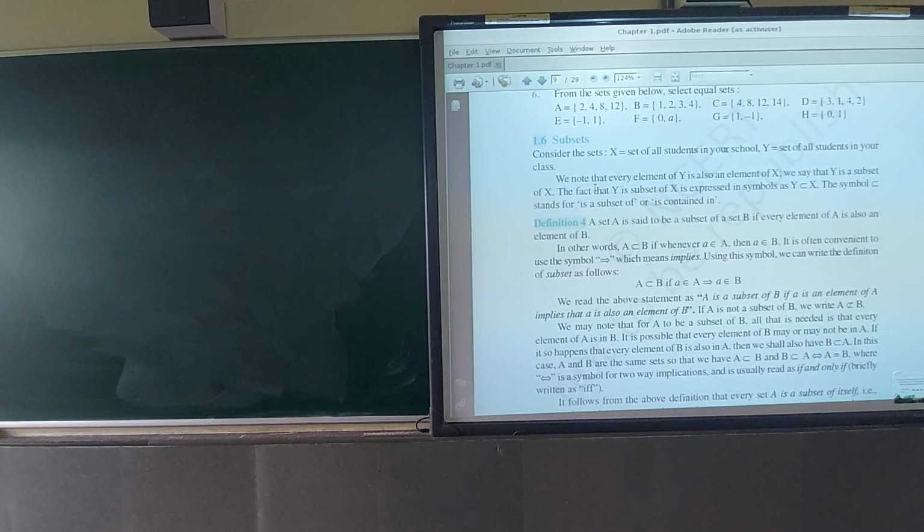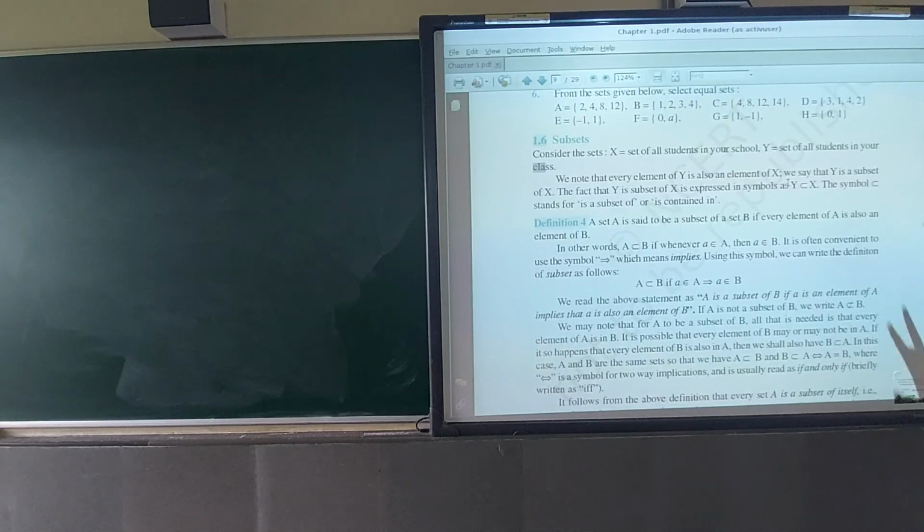What are subsets? Suppose it is given that consider the sets X is equal to the set of students in your school and Y is the set of all students in your class. Okay, two sets are there. We note that every element of Y is also an element of X. Means the set of all students in your class come from the school only.